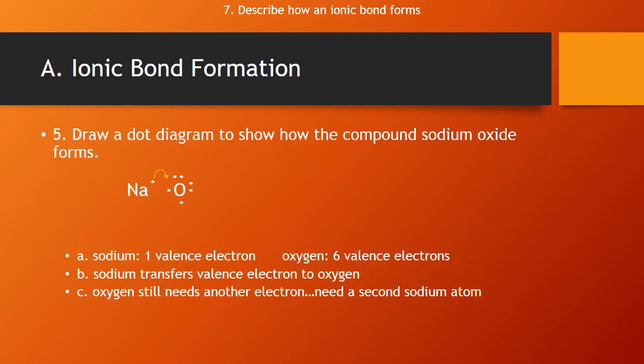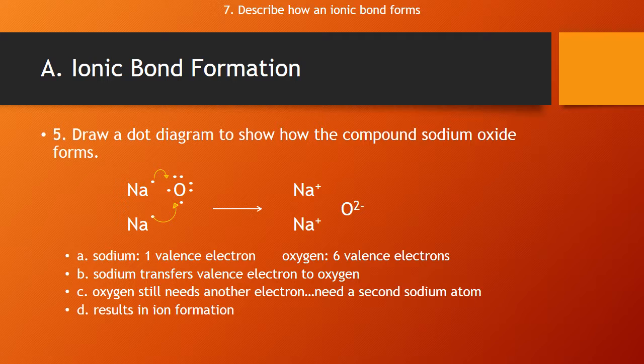So that tells us we need a second sodium atom. So that second sodium atom can give up its valence electron to oxygen. Now notice every atom has reached its octet. Sodium has lost its valence electrons to fill its outer energy level. Oxygen has gained the 2 valence electrons to fill its outer energy level.